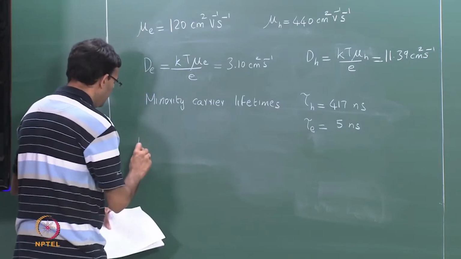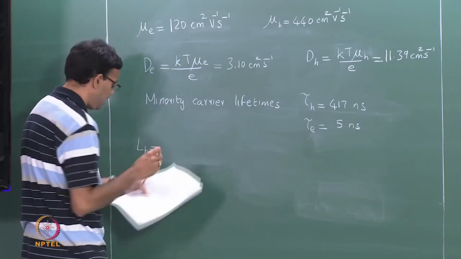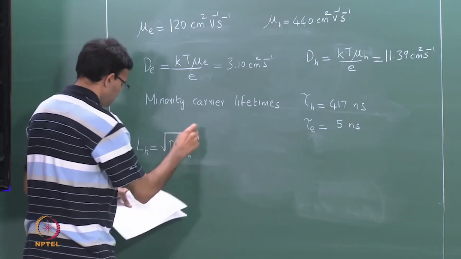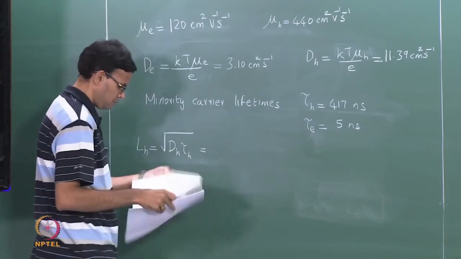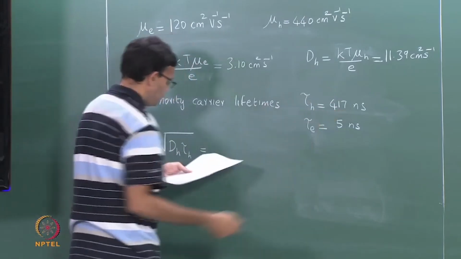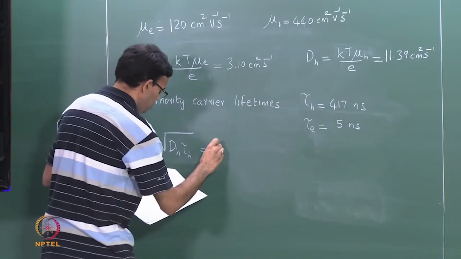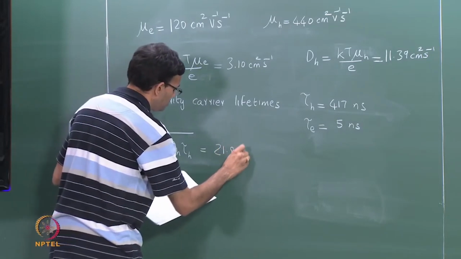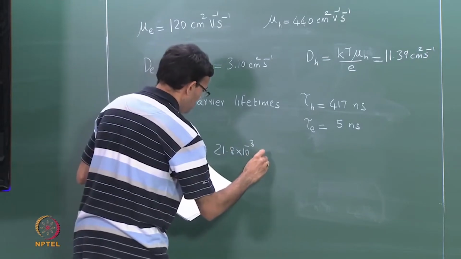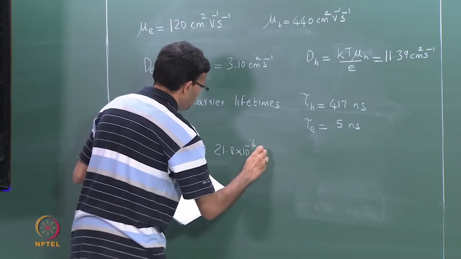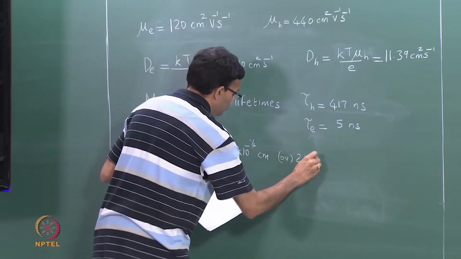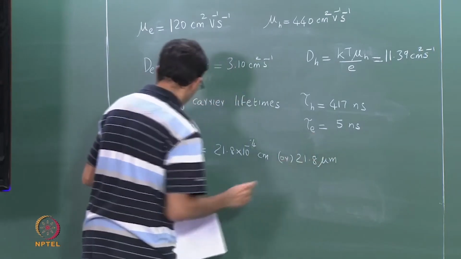So we can then calculate the diffusion length. So we can substitute the values. We have Dh here, we have tau h here. So this is 21.8 times 10 to the minus 4 centimeters, or 21.8 micrometers.